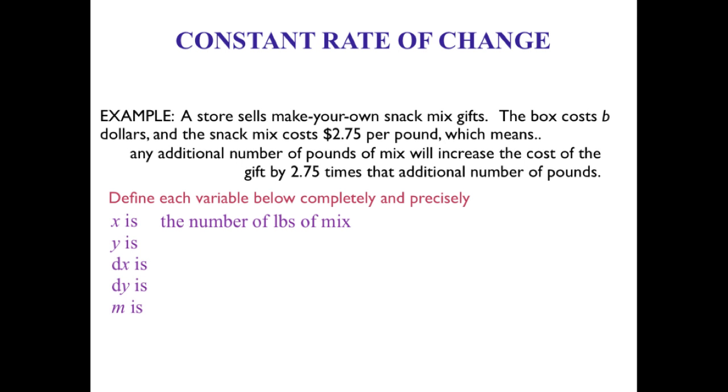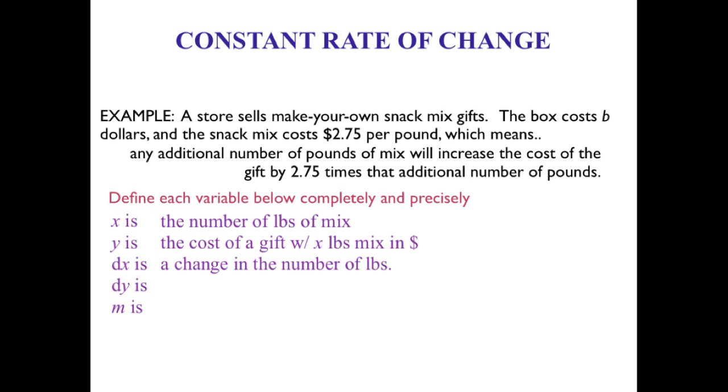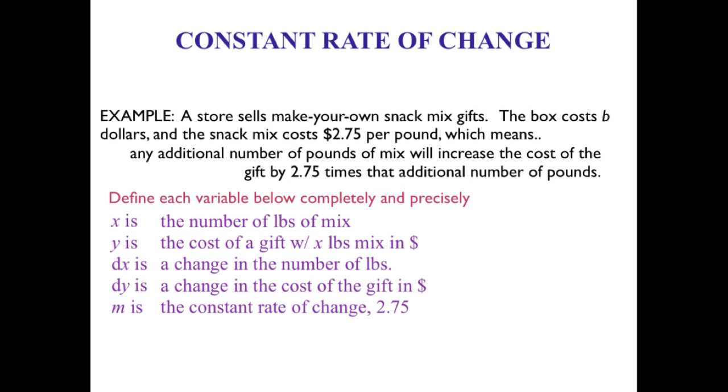Okay, so x is the number of pounds. What is y? Okay, total cost of the gift with x pounds in it, right? Okay, dx. A change in the number of pounds. dy would then be the change in the cost. m is our constant rate of change, 2.75.